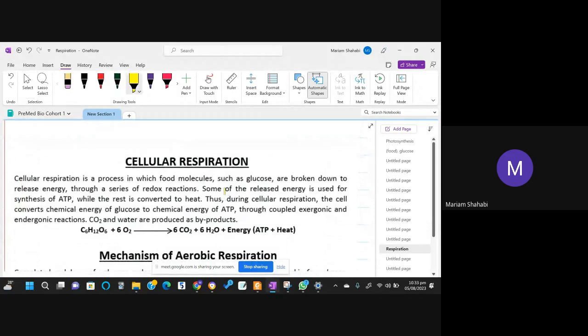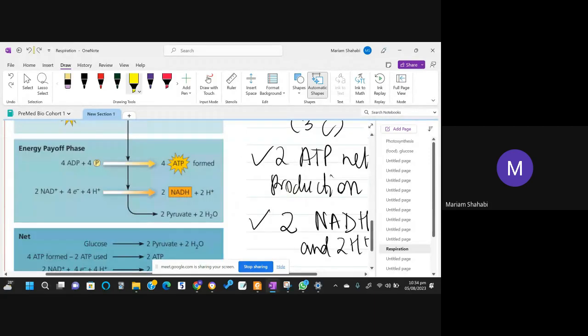So the next important chunk that we have to cover is cellular respiration. It is simply a process in which food molecules are broken down to release energy through a series of redox reactions.